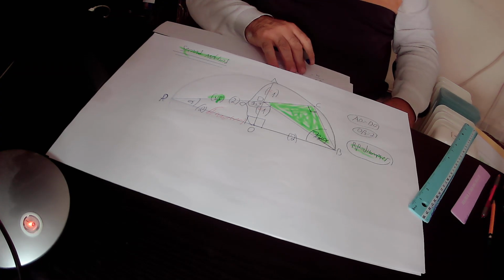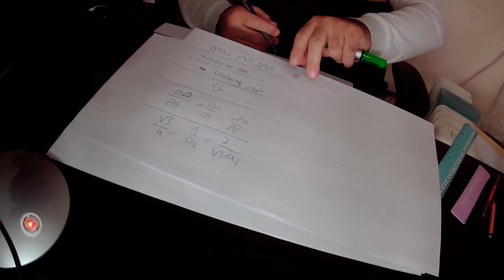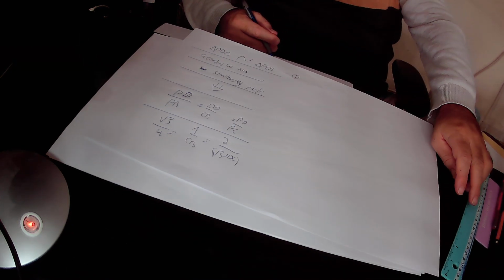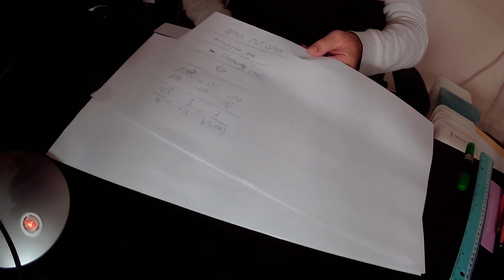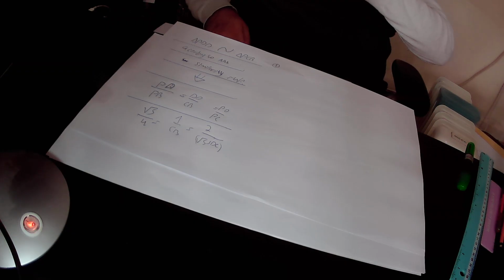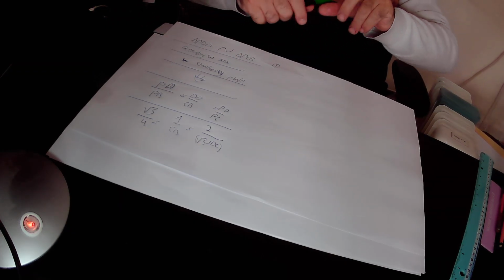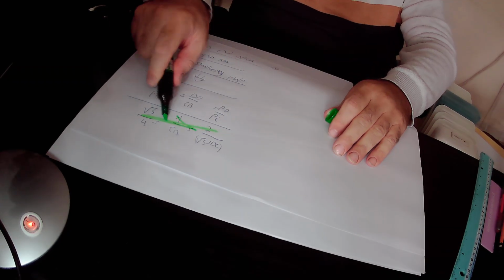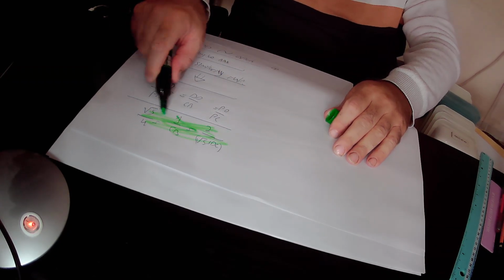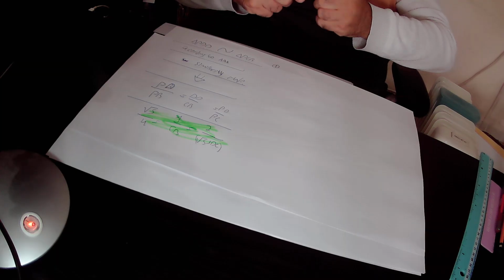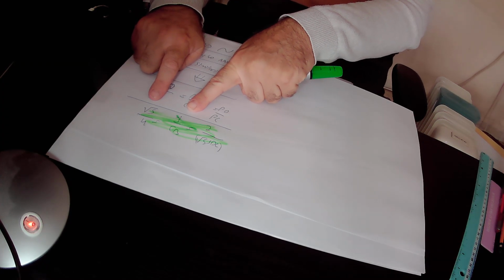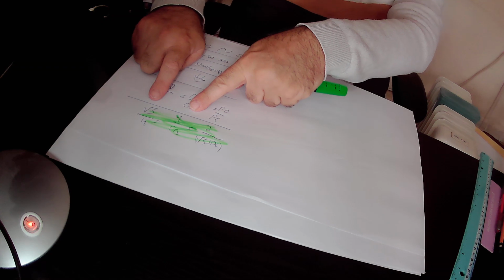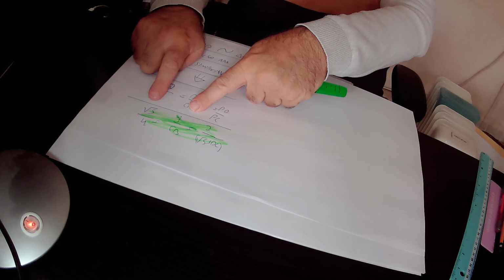In total, we found that the square root of 5 over 4 equals 1 over CB equals 2 over the square root of 5 plus DC. Those sides of the equation are equal to each other, therefore we get equation 1 from those two expressions that are equal to each other. So according to equation 1, we get that the square root of 5 over 4 equals 1 over CB.